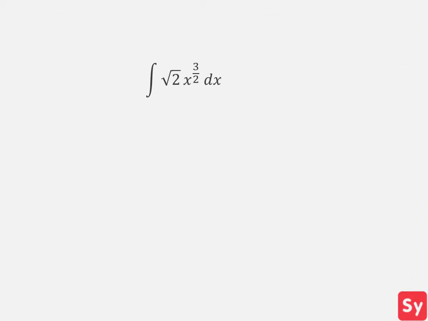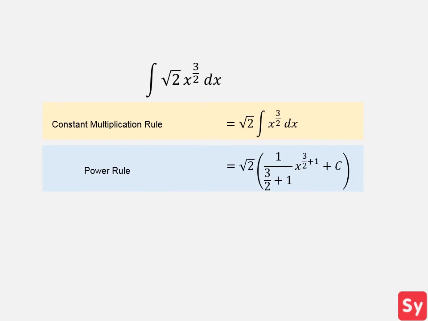Last example, we have the integral of the square root of 2 times x to the 3/2 with respect to x. We see the square root of 2 is the constant in this function, so we'll use the constant multiplication rule and we'll pull out the square root of 2. Next, we see that there is a power function in the integrand, so we'll use the power rule. This simplifies to the square root of 2 times the sum of 2/5 x to the 5/2 plus c.